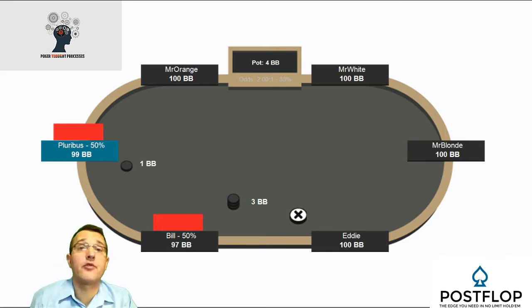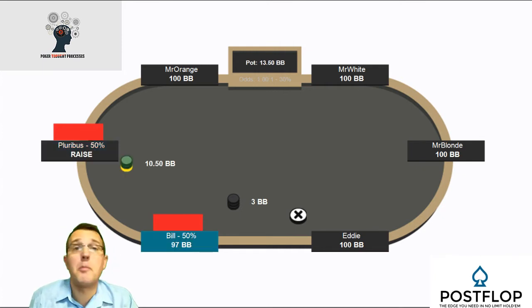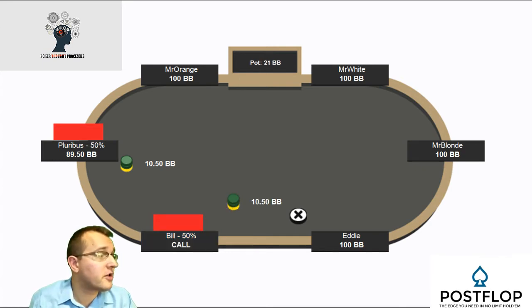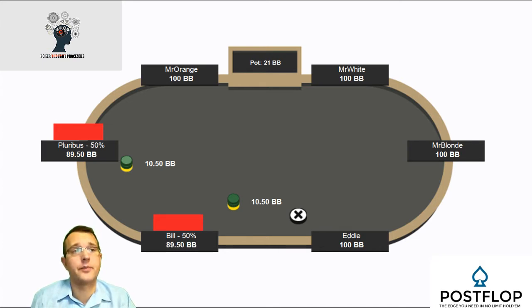Ace, king, I 3-bet with a 100% frequency, and I've got no reason to change my normal sizing, so I'll go ahead and raise to 10.5 big blinds. Ace, king is towards the top end of my 3-bet range, so I'd be continuing 100% of the time against a 4-bet. Now, the small blind just calls, and that takes us to the post-flop action.